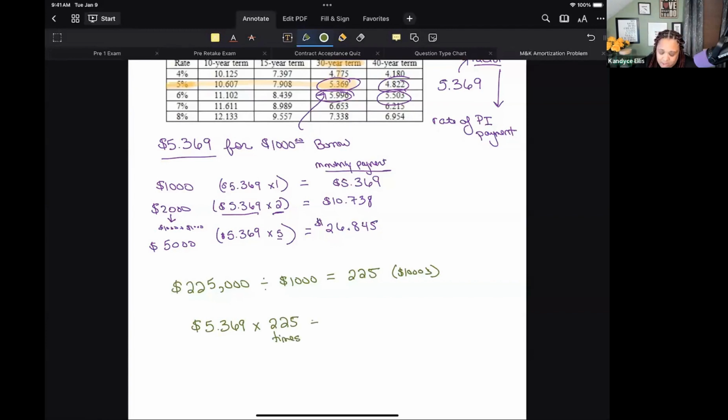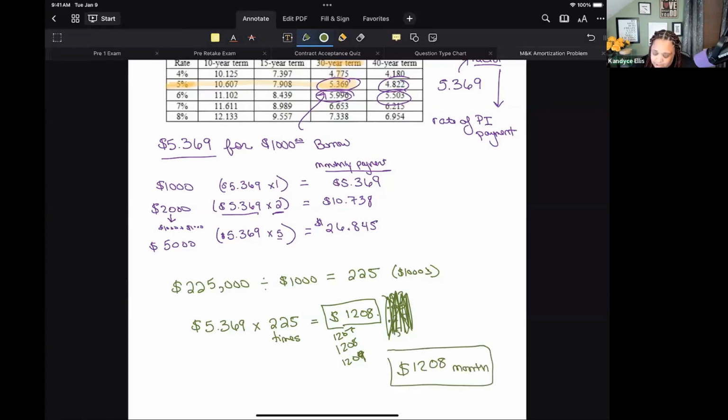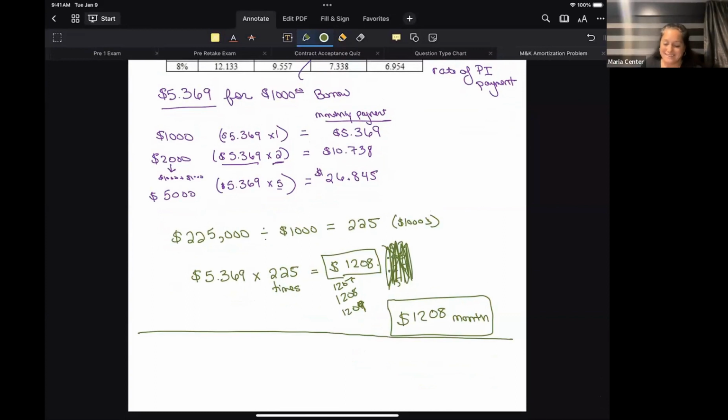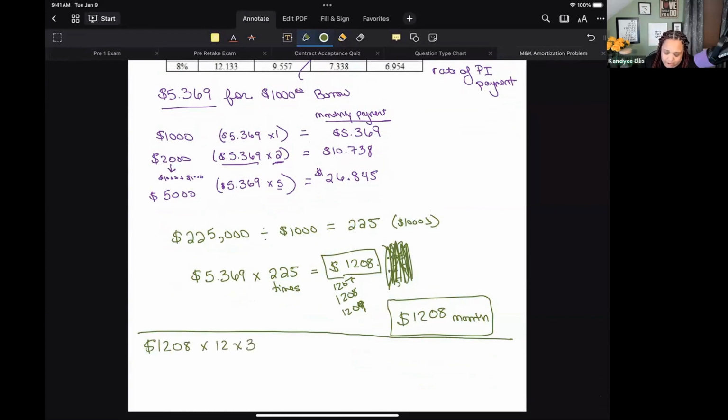Anybody want to tell me what that is? When you take the 5.36369, multiply it by 225, what do you get? What we discovered is your payment's going to be $1,208 a month. This is your amortized payment. You're going to pay $1,208 12 times a year for 30 years.